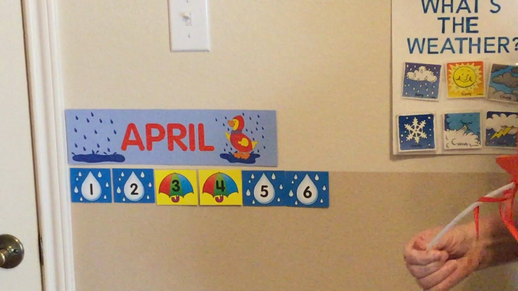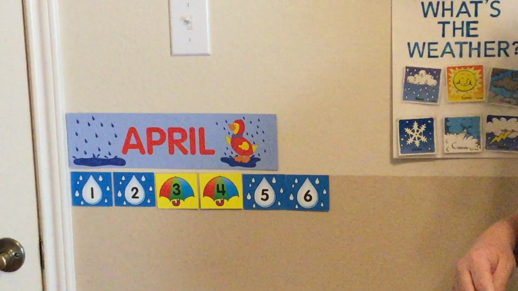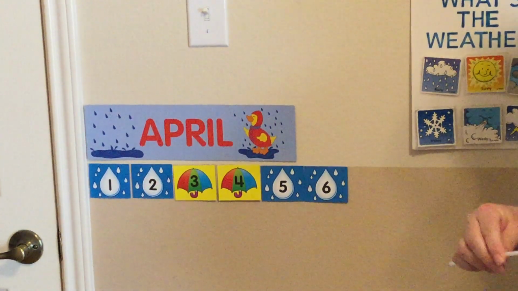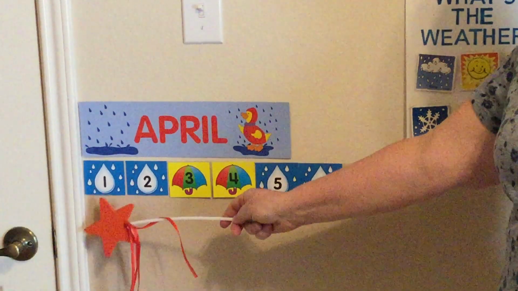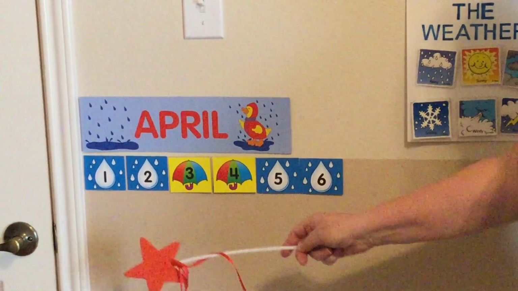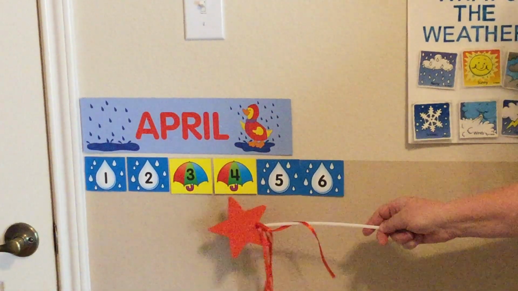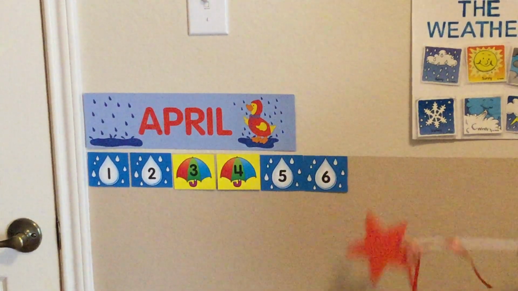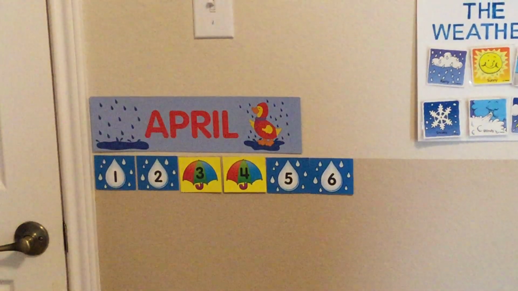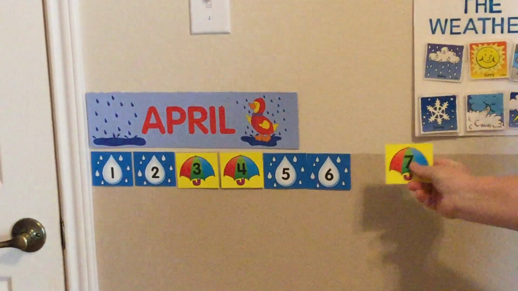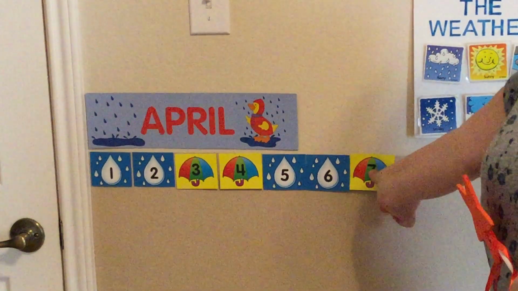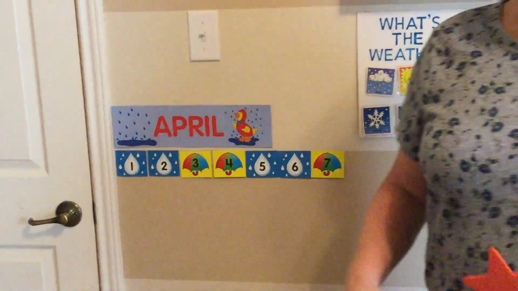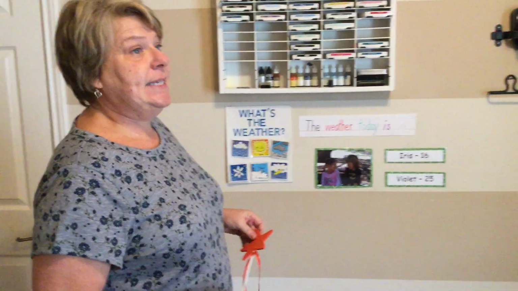So again, here's the tricky part. Let's do our pattern and see what the number 7 is going to be, a raindrop or an umbrella. Here we go. Raindrop, raindrop, umbrella, umbrella, raindrop, raindrop. Yes, you are right. I heard you say umbrella. So the number 7 is an umbrella, and that continues our pattern.